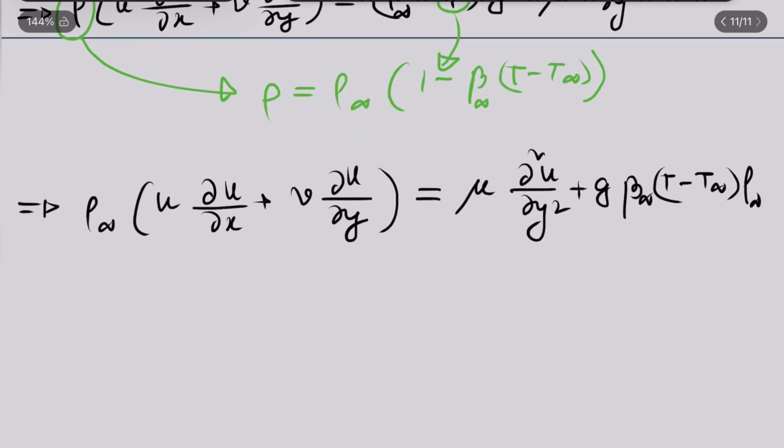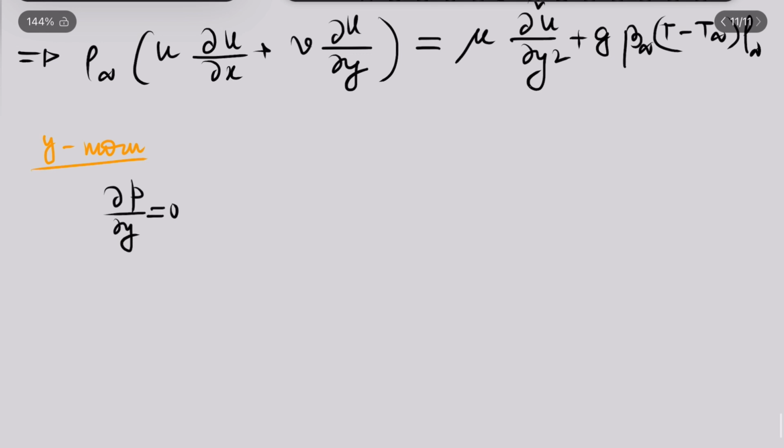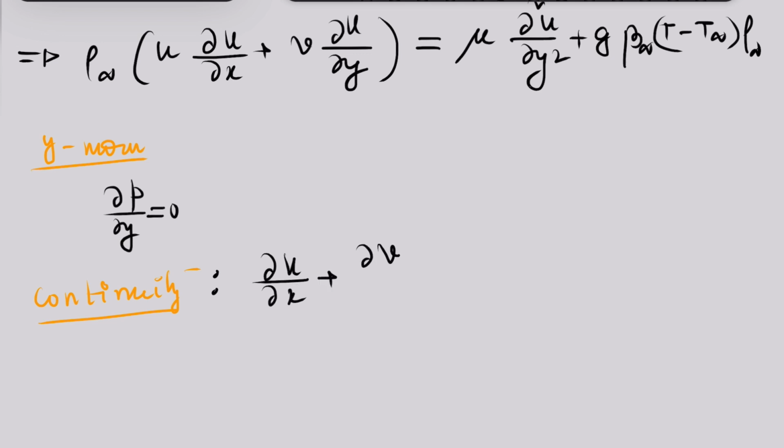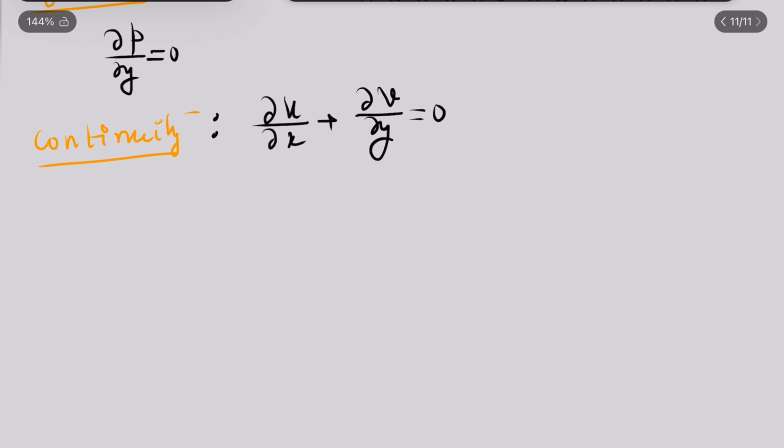Let us see what the y momentum equation will be. Honestly, it will not have any change, so it will be del p del y equal to 0. And let us write the energy equation now. Okay, let me also write the continuity equation to maintain the flow. Continuity is del u del x plus del v del y equal to 0, and we have the energy equation.